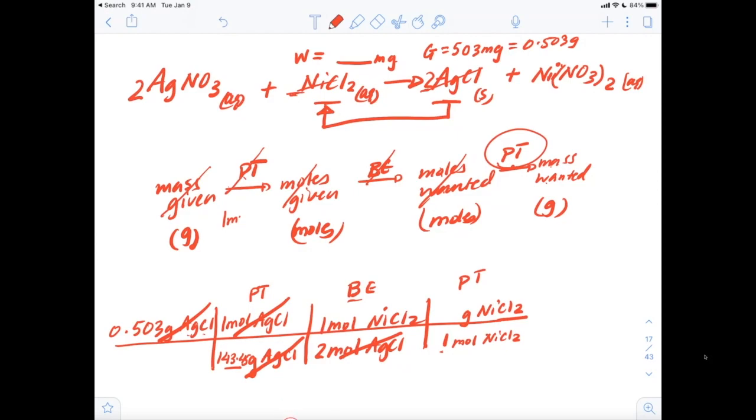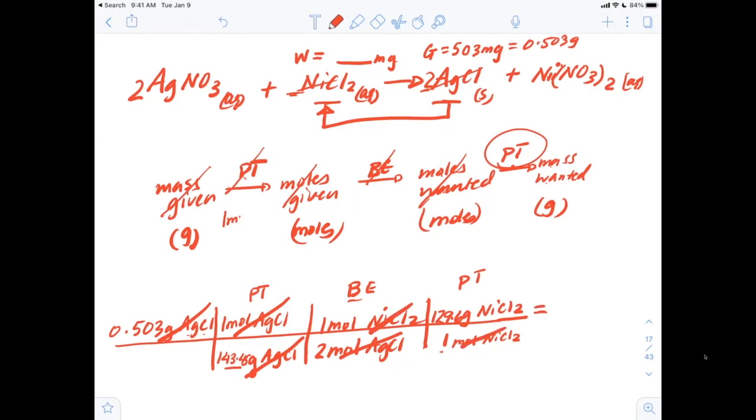Okay, so nickel 2 chloride. Nickel, where is nickel? It's 58.7 plus 2 chlorines, 35.45 plus, oh, if I can hit the right key, 35.45. Okay, what do we have here? We have 129.6. Okay, finally we have everything set up.